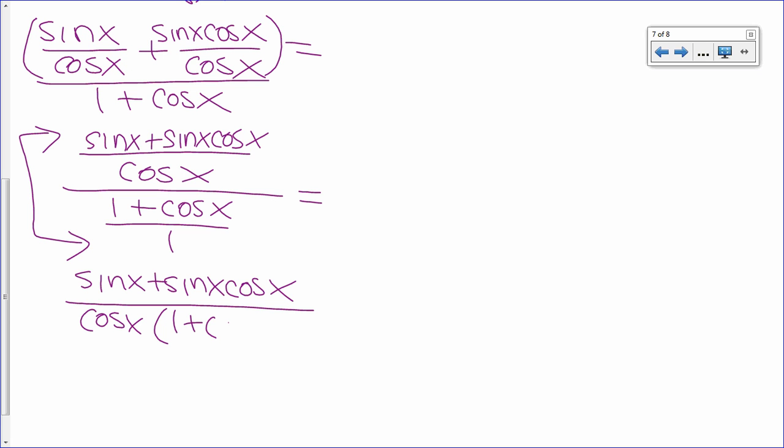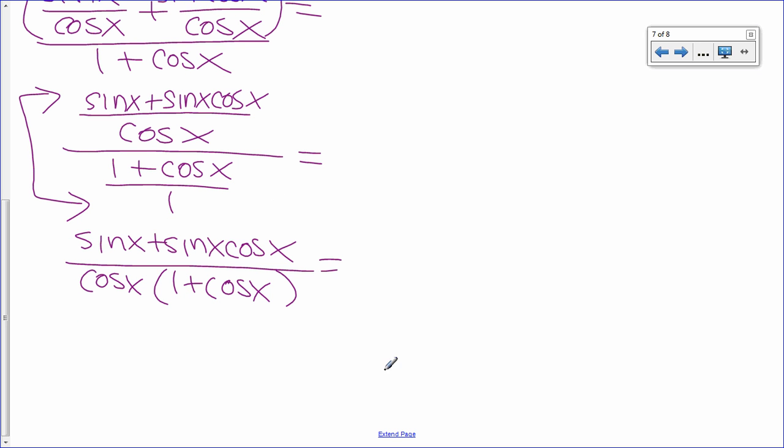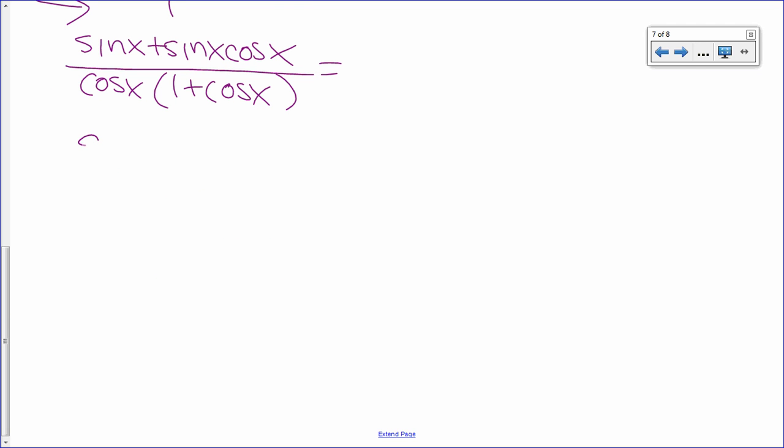plus cosine x. And then we're going to do something similar to what we did before, where you factor out. What do they have in common here? These two both have sine. So if I factor that one out, from here I get a 1. From here, I get cosine x.